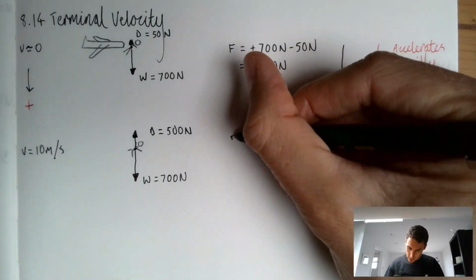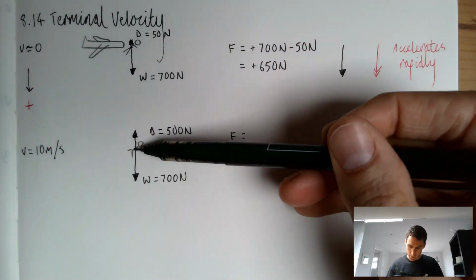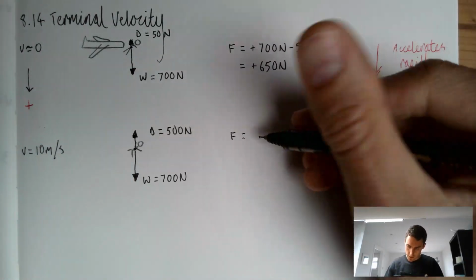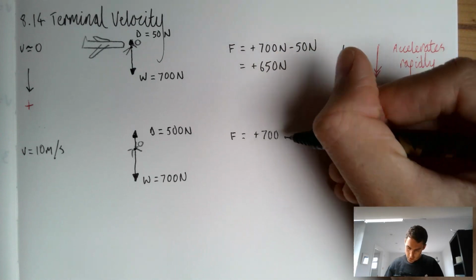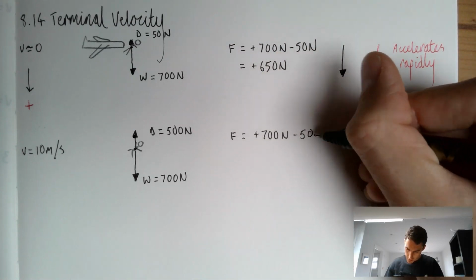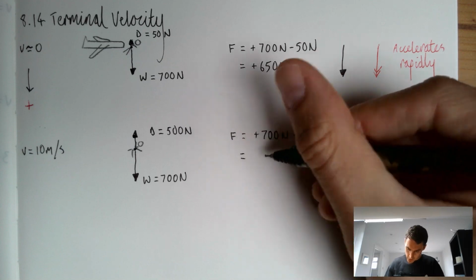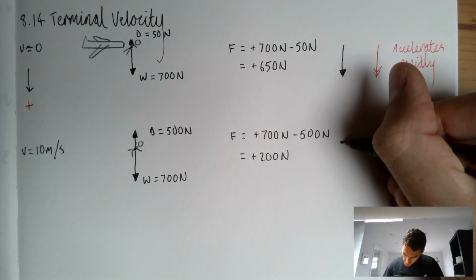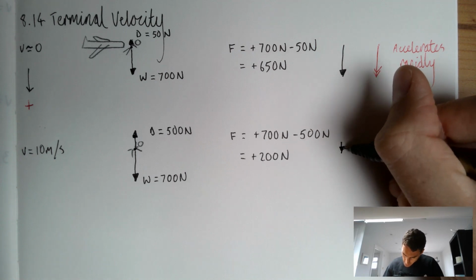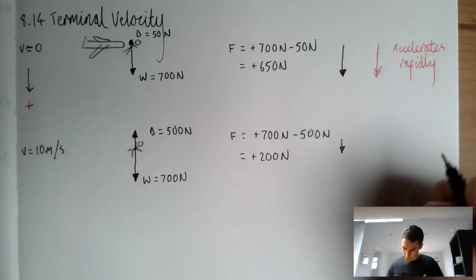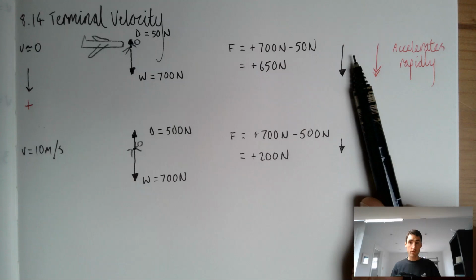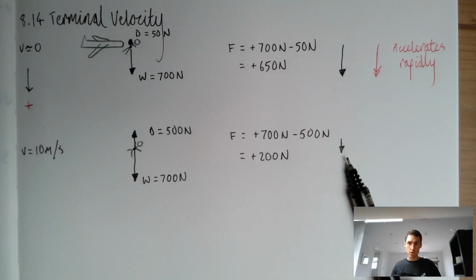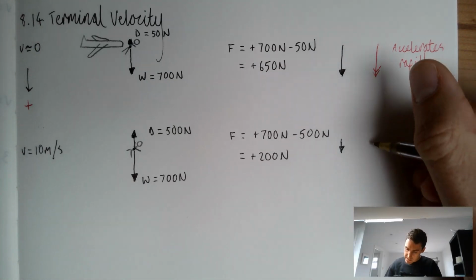So if I then calculate my resultant force, I'm going to have plus 700 minus 500, which is equal to plus 200 newtons. So that means there is still a resultant force downwards. It's just not as big as it was before. So I've got 651 here. This is only 200 newtons. But that means it's still accelerating.